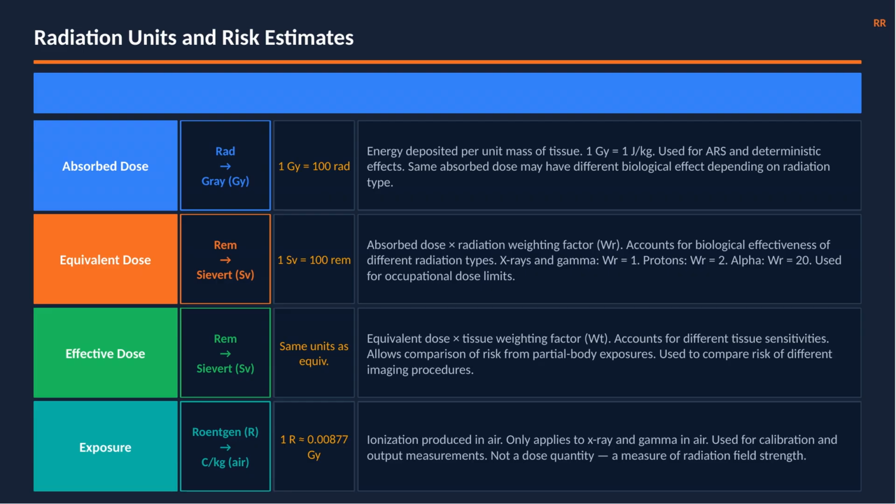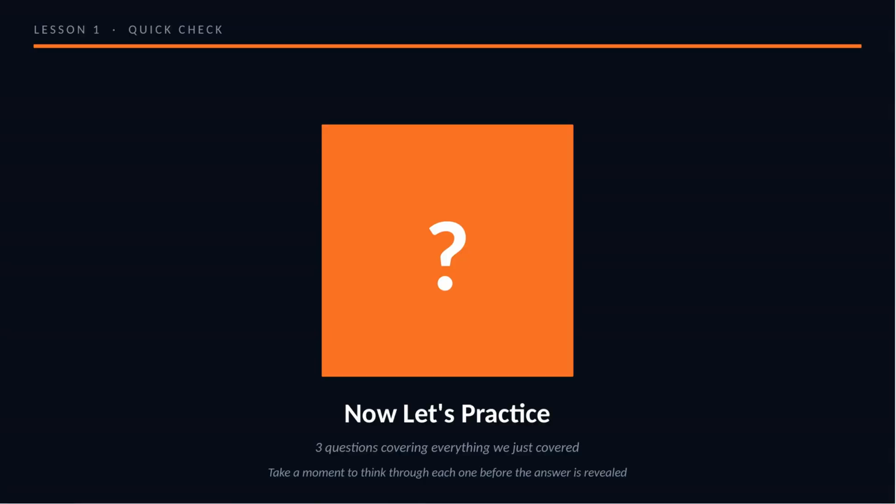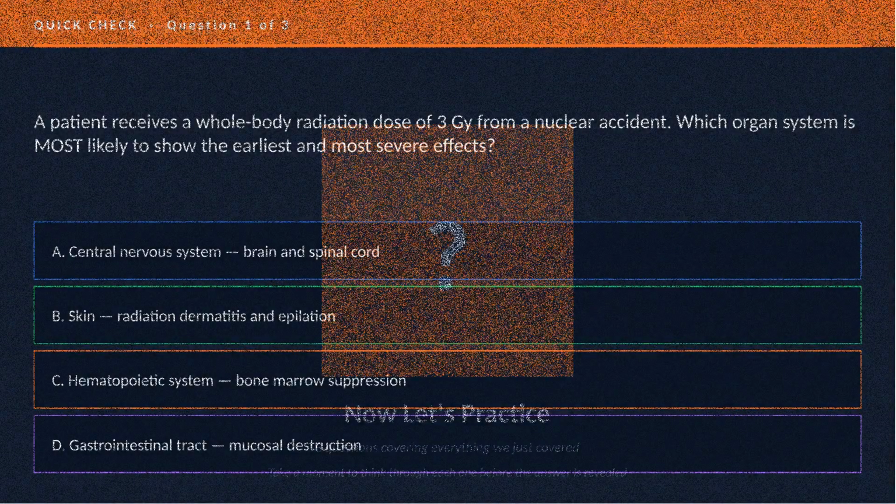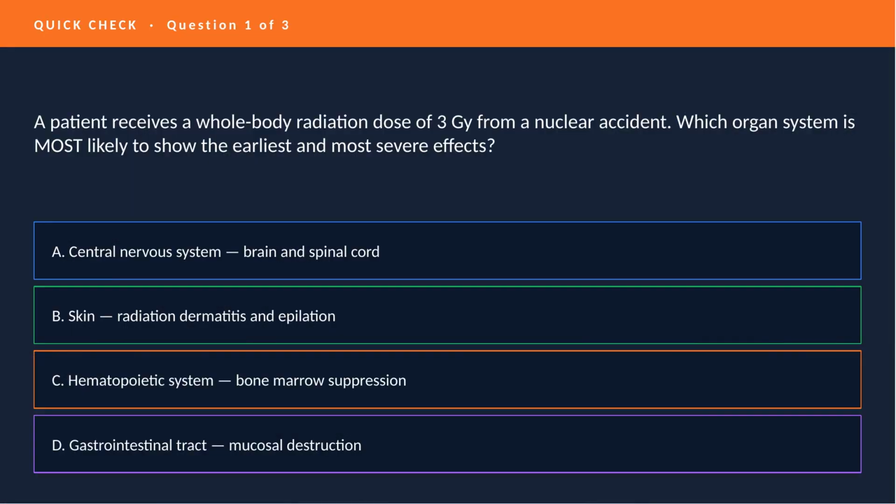The conversions for the exam. 1 gray equals 100 rad. 1 sievert equals 100 rem. These 2 conversions are directly tested on the ARRT. 3 biological effects questions. These are registry-level clinical application questions, not just definitions.